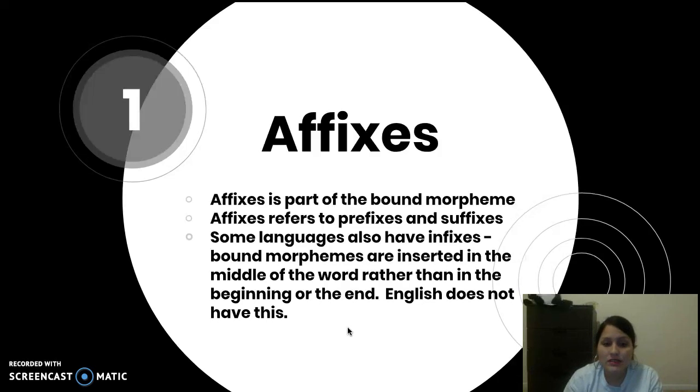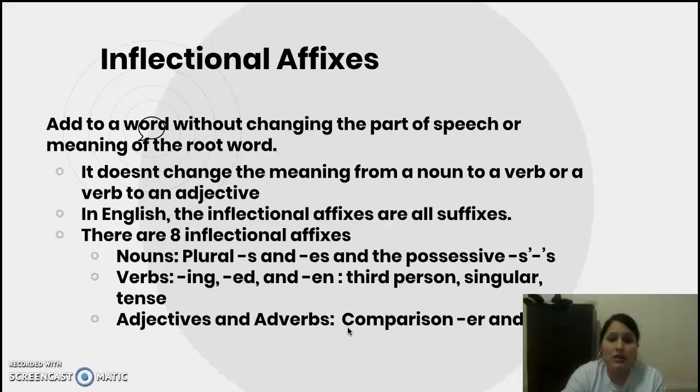So with the affixes, there's actually two categories. The first one that I'm going to talk about is called inflectional affixes. And these are added to the word but do not change the part of speech or the meaning of the root word. It doesn't change the word, for example, from a noun to a verb or a verb to an adjective. In English, the inflectional affixes are all suffixes. So there are actually 8 inflectional affixes.